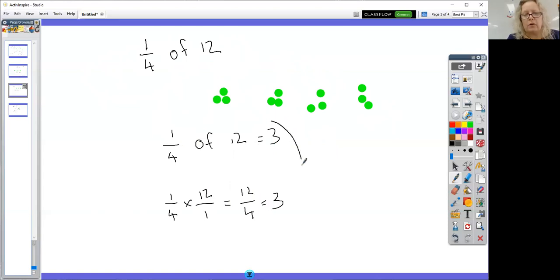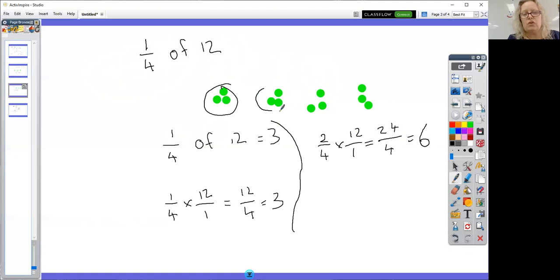Just before I go, let's go over here and find 2/4 of 12, which is going to be 2 12s, 24, divided by 4. 24 divided by 4 equals 6. 2/4 of 12, there's 1/4 of 12, there's 2/4 of 12. 1/4 of 12 is 3. 2/4 of 12 is 6. Guess what 3/4 of 12 is? I'll leave that bit to you.